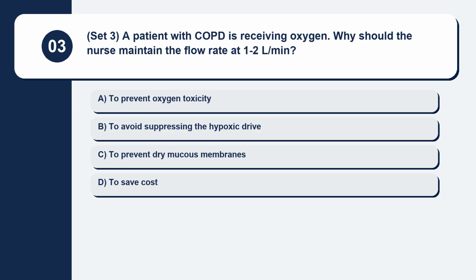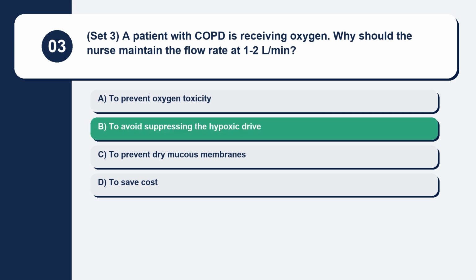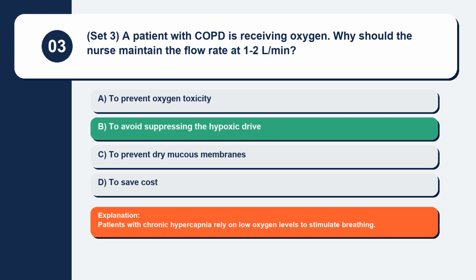Question 3. Set 3. A patient with COPD is receiving oxygen. Why should the nurse maintain the flow rate at 1 to 2 L/min? To prevent oxygen toxicity. To avoid suppressing the hypoxic drive. To prevent dry mucous membranes. To save cost. Patients with chronic hypercapnia rely on low oxygen levels to stimulate breathing.